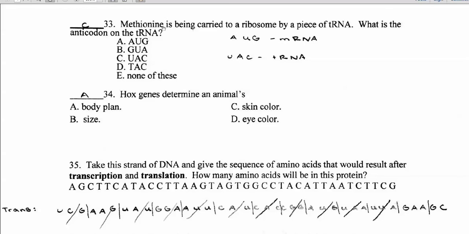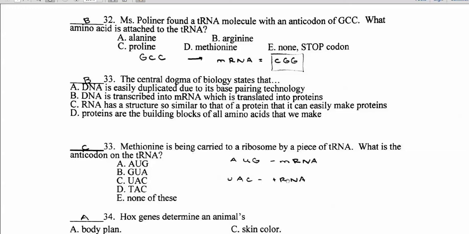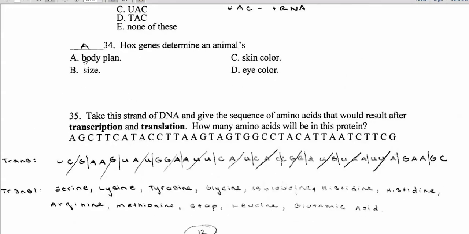Okay, this again is a funky one. Methionine is being carried to a ribosome by a piece of tRNA. What is the anticodon? So methionine, okay, I'm going to go backwards. Methionine, the codon for that in mRNA is AUG. I just looked at the table for that, which means the tRNA has to be complementary to that, so that would be UAC, that's the tRNA. So those are the two that I just went over, this one and this one, they're pretty challenging. So make sure you remember when you're looking at the chart and you have your codons, those are mRNA, not tRNA. Okay, Hox genes determine an animal's body plan.